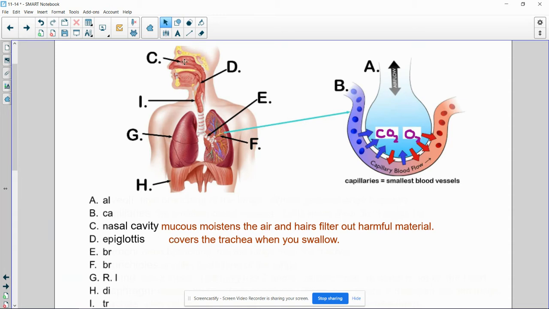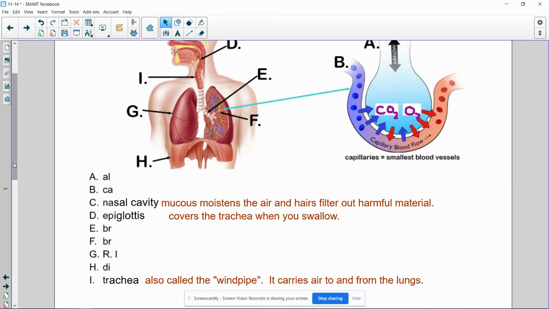So the air goes in your nasal cavity, down past the epiglottis, and into what you may have called your windpipe. It's also known as the trachea. And the trachea is going to connect your nasal cavity down to your lungs. So the air travels down.